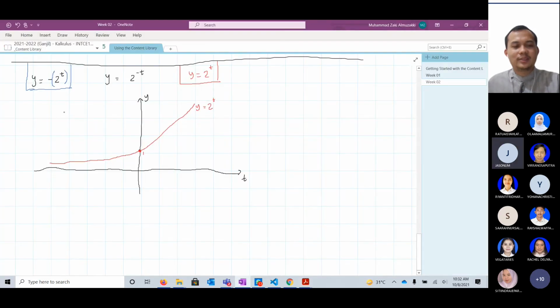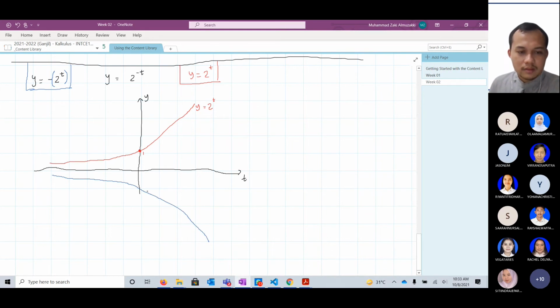So now back to this question. Is this a reflection of 2 power t across the t-axis or the y-axis? The t-axis. This is a reflection across the t-axis, basically. So here is minus 1, and we have the plot of y equals minus 2 power t.